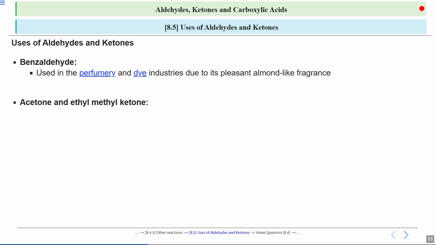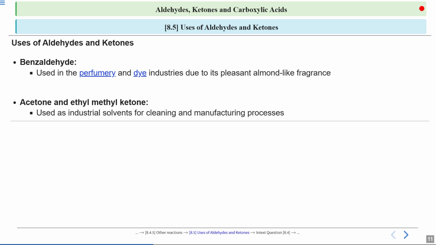Now we will see towards the ketone part. So, moving on, now we see the uses of acetone and ethyl methyl ketone. These are both ketones that play a significant role as industrial solvents, and they are widely used in cleaning and manufacturing processes due to their effectiveness in dissolving substances. So this all we saw, the uses of different aldehydes and ketones.